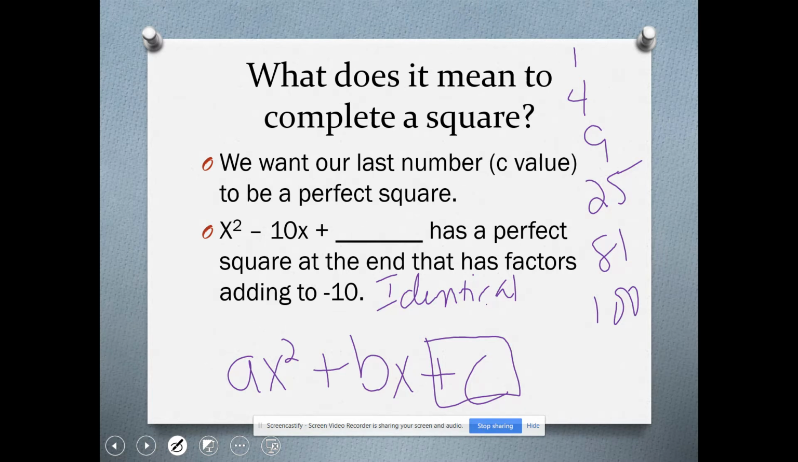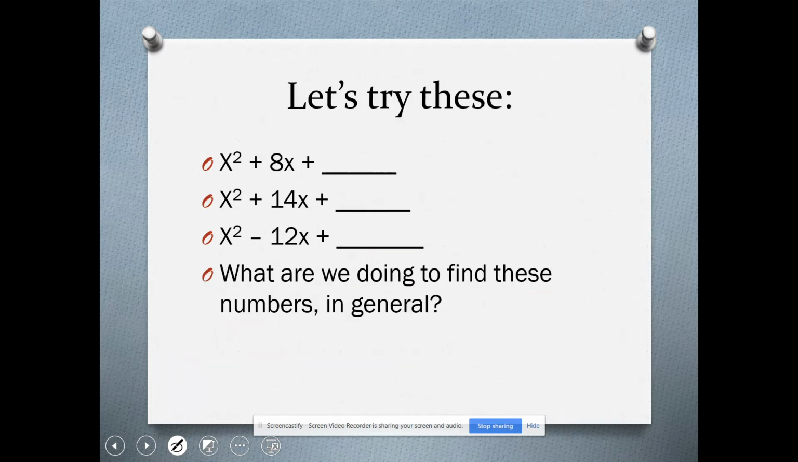So what are two identical numbers that could add to negative 10? Well, that could be negative 5 plus negative 5. So negative 5 times negative 5 would be 25. 25 is a perfect square. The square root of 25 is 5. And if I do 5 plus 5, I get 10.